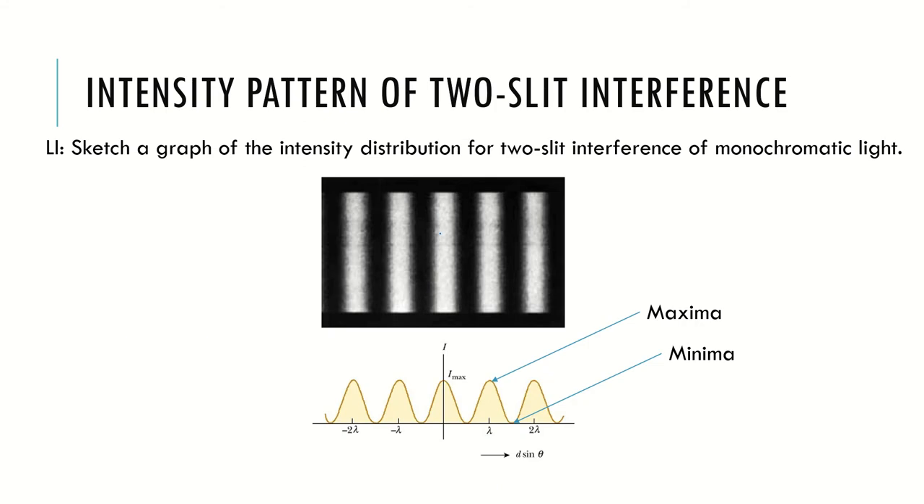But it created this pattern here where it was bright, then dark, then bright, then dark. And here you need to be able to sketch the intensity distribution for a two-slit interference of monochromatic light. So, max amplitude right in the center of the screen, and then it sort of went a bit fuzzy, and then minimum, negligible, like zero intensity, darkness, and so on and so forth.